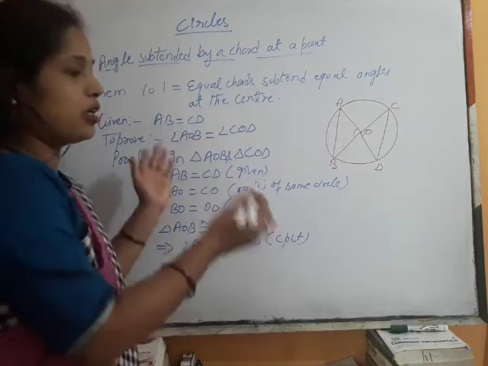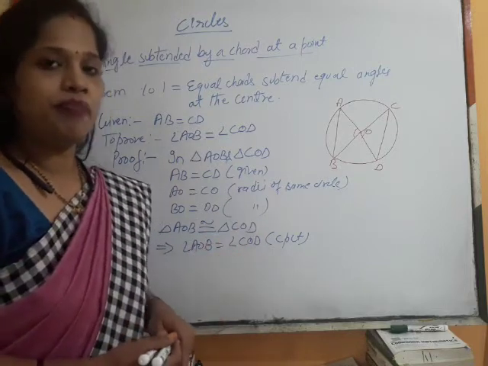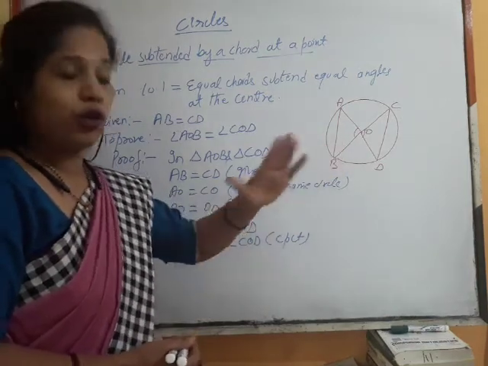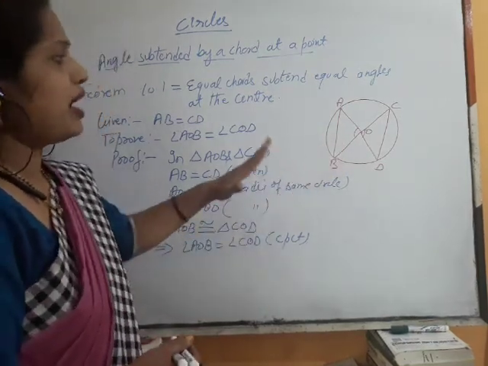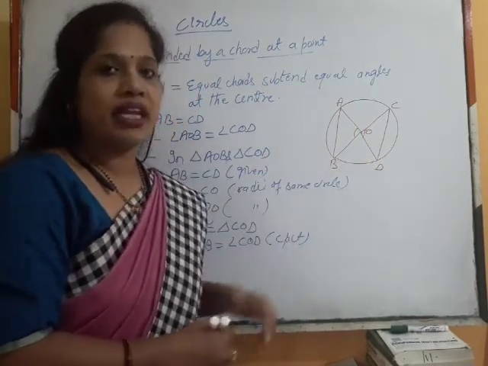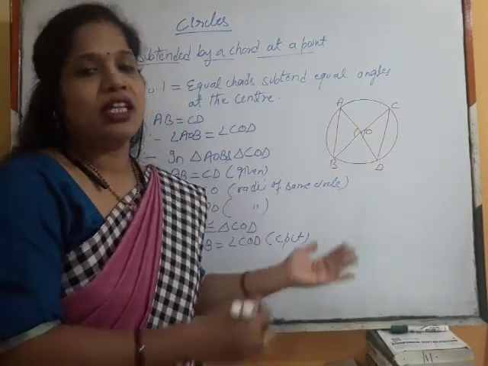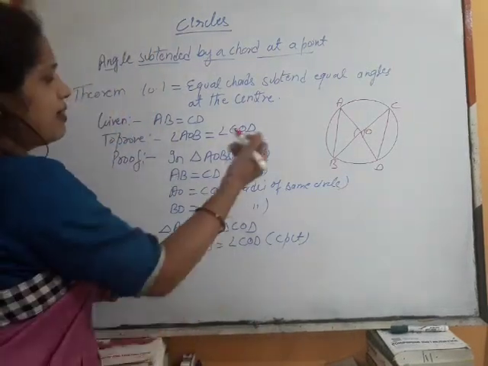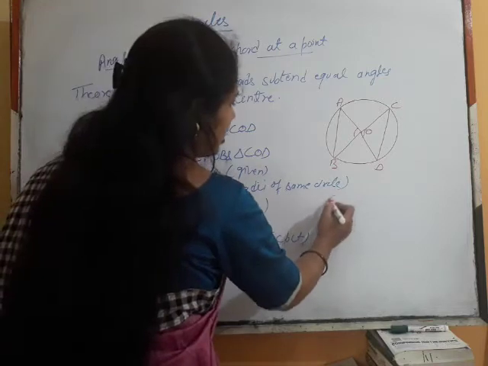Okay, so similarly the converse of this theorem is also true. If the two chords we take in a circle, we don't know that the chords are equal, and if it is given that whatever the angle they are subtending at the center, if they are equal, then the chords will also be equal.